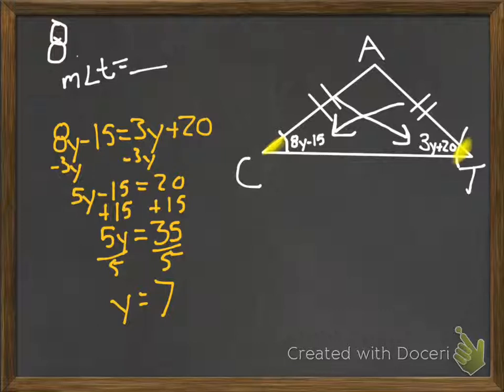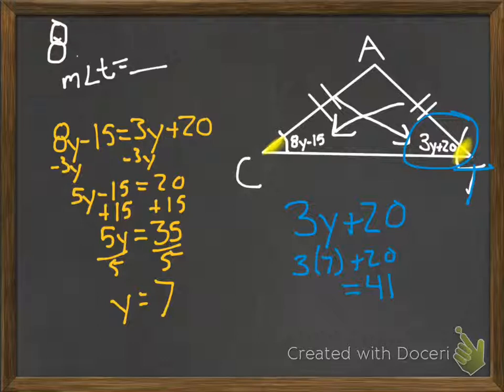But we are not quite done because the question asked for the measure of angle T. So here's angle T right there, 3y plus 20. Now that we know y is 7, at 3y plus 20, we replace the y with the 7, plus 20, and that would equal 41. Therefore, angle T is 41 degrees.